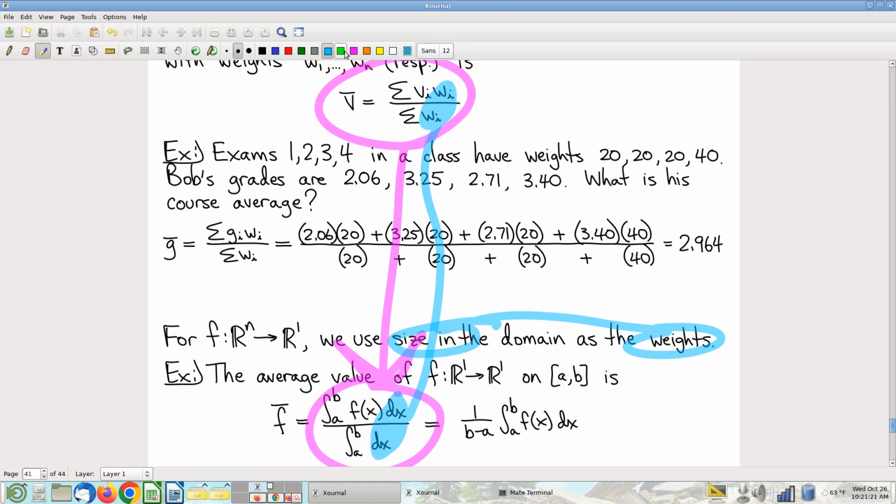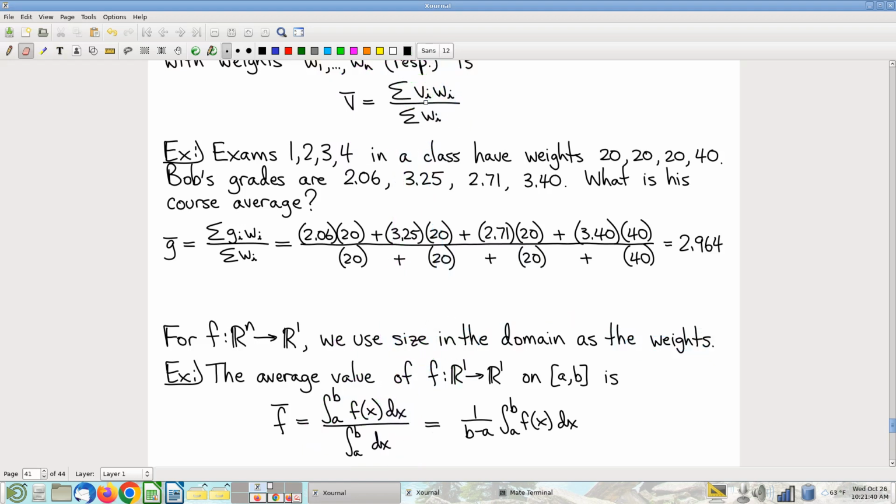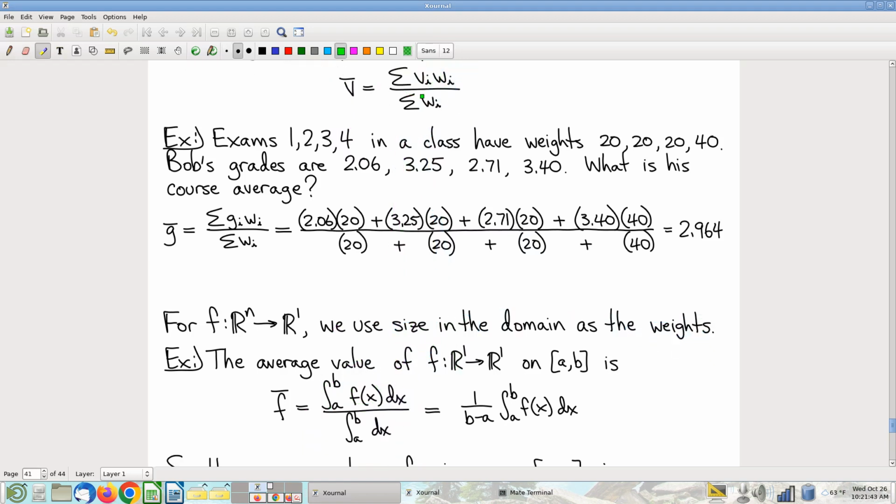And then the things that you're averaging here, we're averaging the values of a function. So we'll say the average value of a function. Well, then those are the v's from our original formula. And of course, integrals are just summations with a limit in there. But anyway, you can see how this is very strongly motivated by the formula we used there.